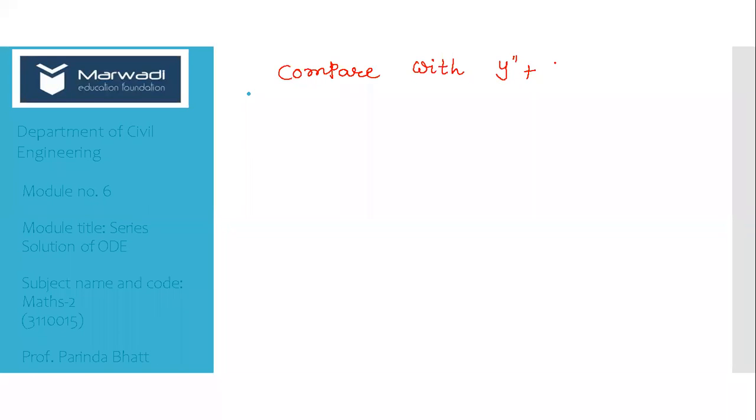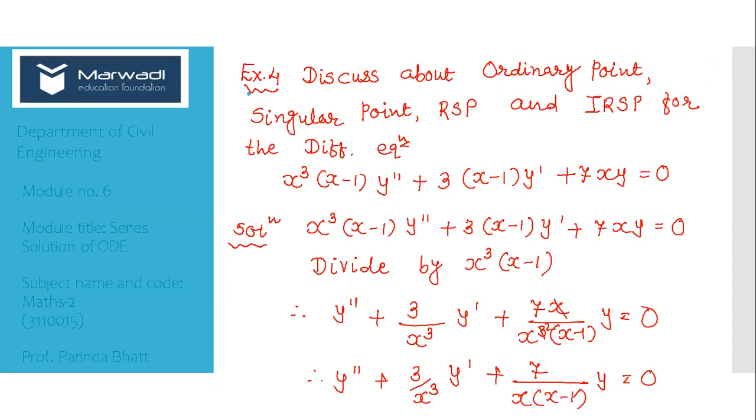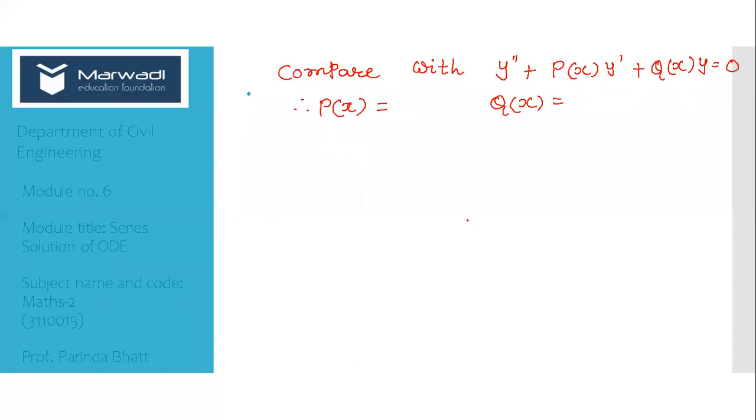y double dash plus p of x y dash plus q of x y equals 0. Therefore, p of x is equal to 3 by x cube and q of x is equal to 7 by x minus 1, from the previous PPT. Now very simple.